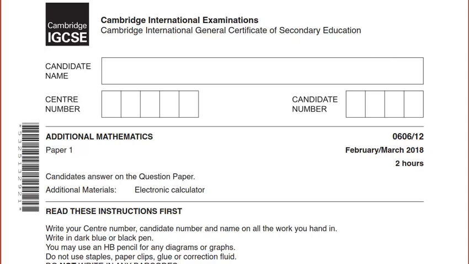Here we shall look at questions on the February-March 2018 IGCSE Additional Mathematics paper 1. Basically, we shall focus on problems involving differential calculus in this exam. Let us proceed.